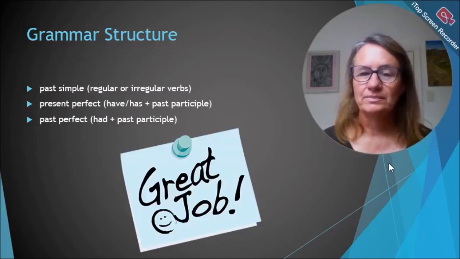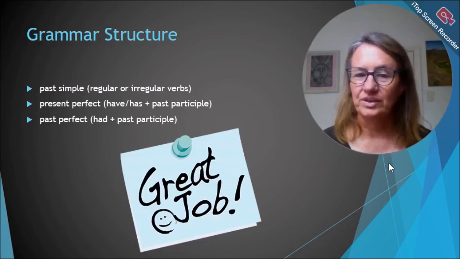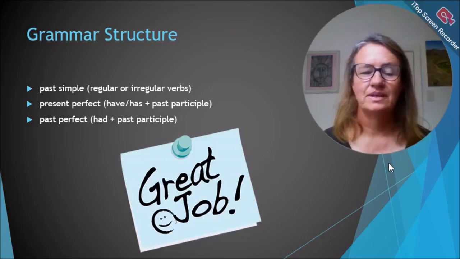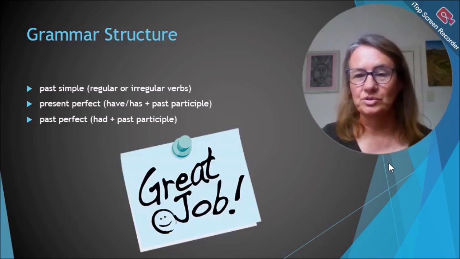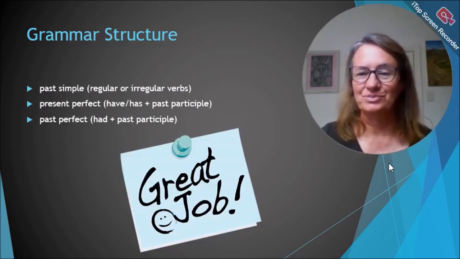Now you know the rules, you've gone over them before, but just briefly, let's just have a look here. So past simple, what we're going to focus on is regular and irregular verbs. That's what can make it tricky. Present perfect, we've got the structure, have or has plus the past participle. And in past perfect, had plus the past participle. So you know this structure. I'm telling you this as a reminder. Let's move on to our next slide.